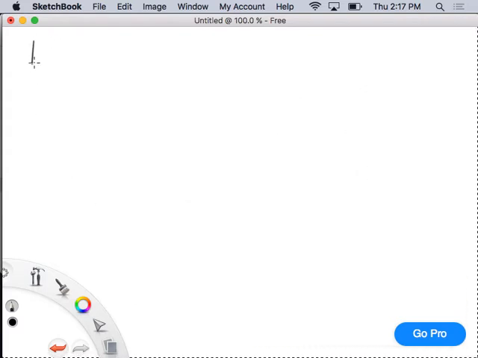Let's go ahead and do 4 to the negative 3, 3 to the negative 4, and 5 to the negative 2. Go ahead and do those on your own.